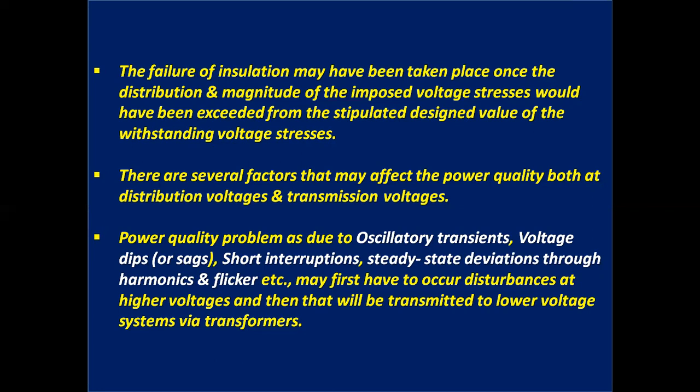There are several factors that may affect the power quality both at distribution voltages and transmission voltages. Power quality problems such as oscillatory transients, voltage dips or voltage sags, short interruptions, steady state deviation through harmonics and flicker, etc., may first occur as disturbances at higher voltages, and then be transmitted to lower voltage systems via transformers.